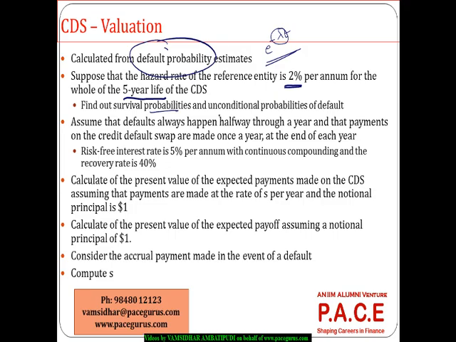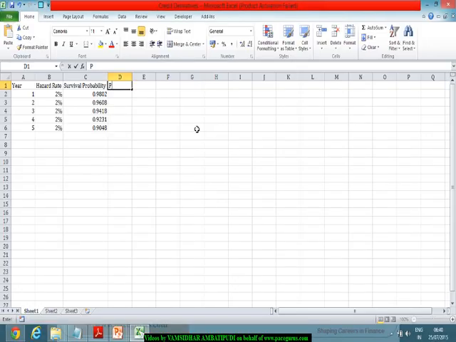Then the unconditional probability of default, which is the change. If 0.9802 is the survival probability at the end of the first year, what is the probability of default in the first year? It's 1 minus this. So it's around 0.0198 is the probability of default in the first year.